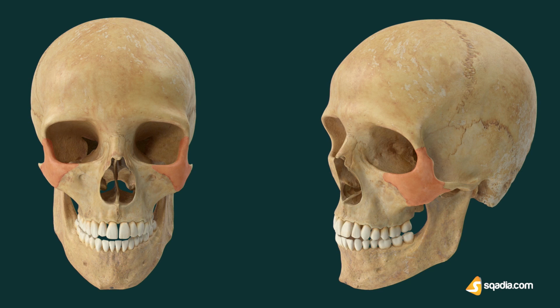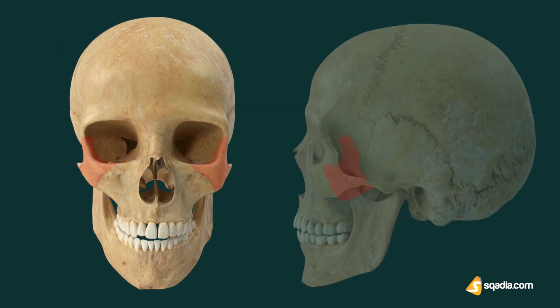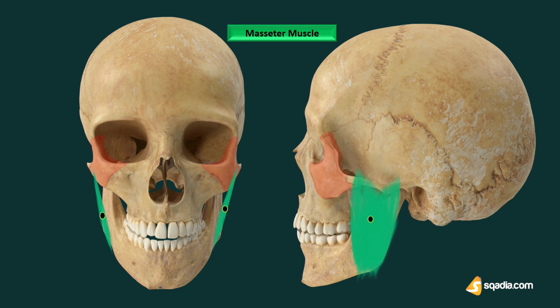Now let me tell you that our cheekbone provides an attachment to 5 muscles, but among these only 2 originate from the zygomatic bone. Those 2 muscles are zygomaticus major, that helps us to smile, and zygomaticus minor, which elevates our upper lip.